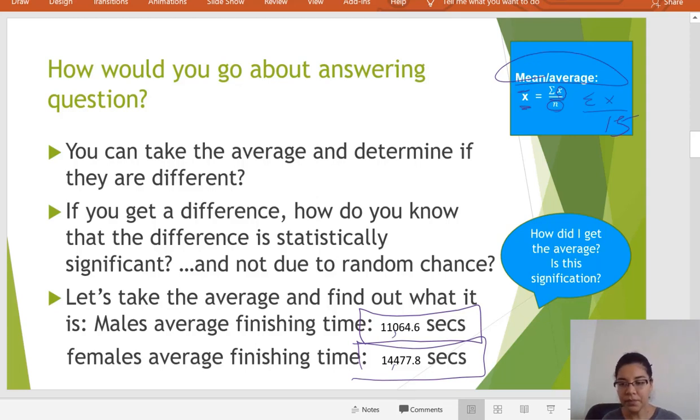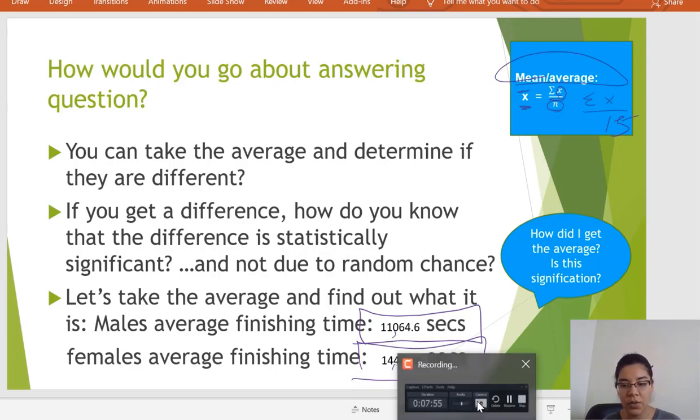Now, is this significant? 11,000 seconds versus 14,000 seconds. That's what we want to find out.